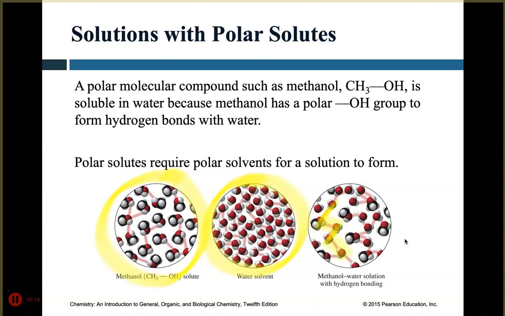And so what you've done, yes, you've disrupted the network between all of the water molecules, which are much more tightly compacted, and you also have a more compact matrix between all of the methanol molecules. So we've made this solution now because we have a polar solute and a polar solvent, so it forms a solution.